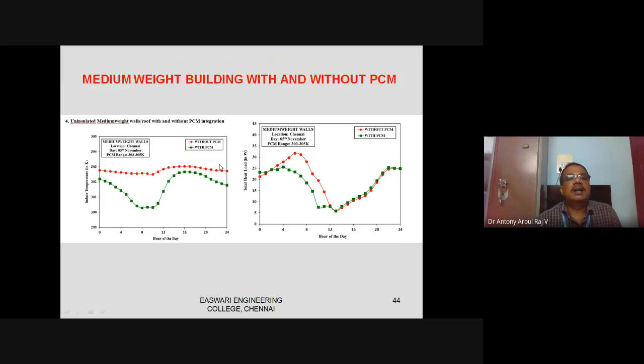And for a medium weight building, we have done the same thing. We just changed the wall to be medium weight, and in that we have integrated the PCM. What is the temperature variation? We found that the variation in the temperature is higher. But one more interesting thing you are finding is that this is without PCM and this is with the PCM. With the PCM we are having a range, and without PCM we are having a constant.